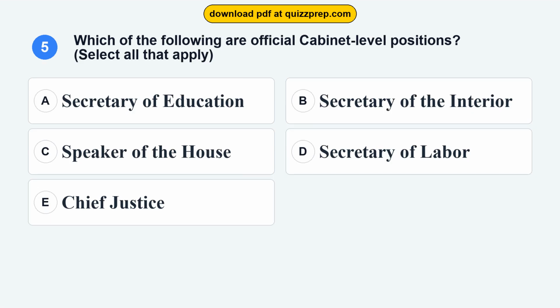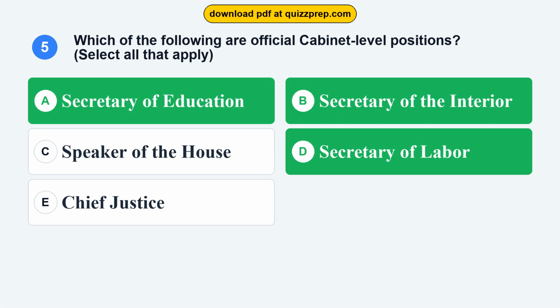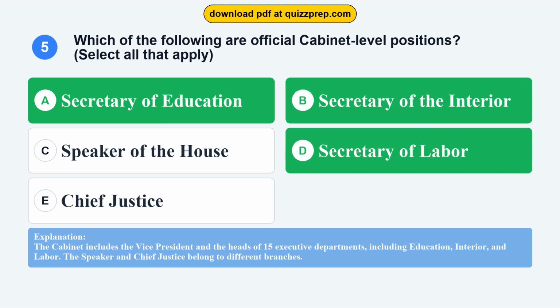Question 5. Which of the following are official cabinet-level positions? Option A, Secretary of Education. Option B, Secretary of the Interior. Option C, Speaker of the House. Option D, Secretary of Labor. Option E, Chief Justice. The correct answers are options A and B and D. Secretary of Education, Secretary of the Interior, Secretary of Labor. The cabinet includes the vice president and the heads of 15 executive departments, including Education, Interior, and Labor. The Speaker and Chief Justice belong to different branches.